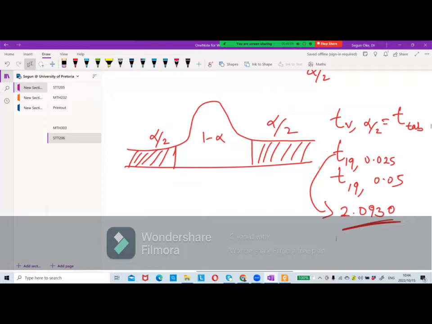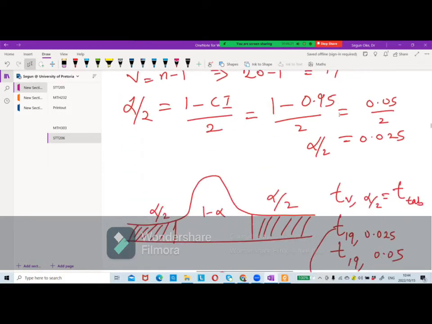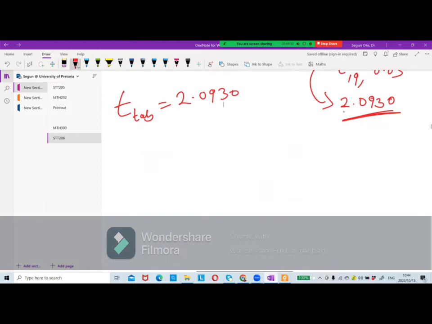Okay. Now our T tabulated is equal to 2.093. You will see in this case, we don't need to reject or accept anything. That is not where we are going. Now, let's go to our mean. Let's calculate the mean.